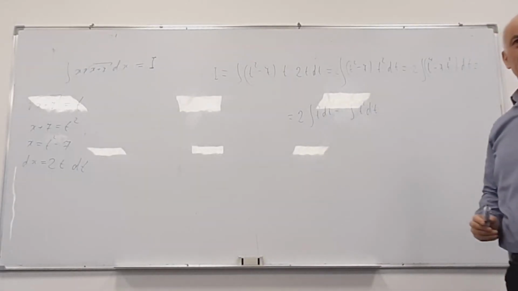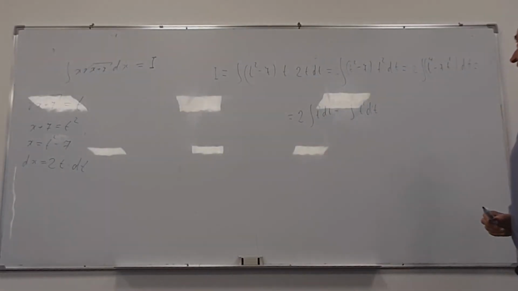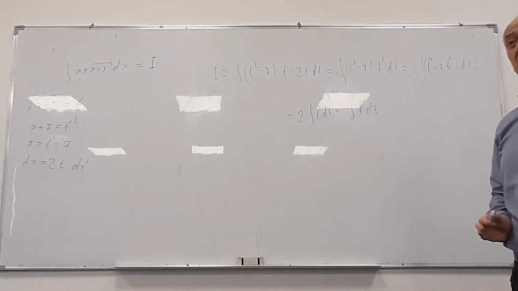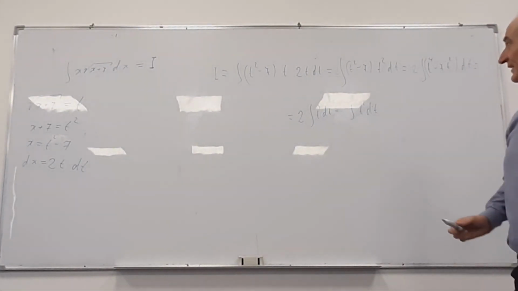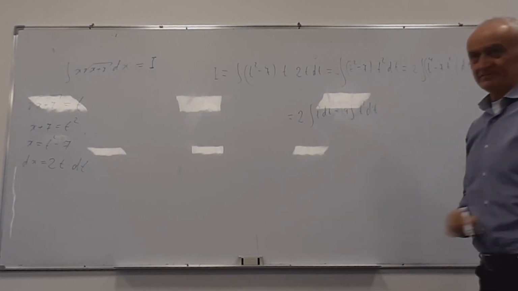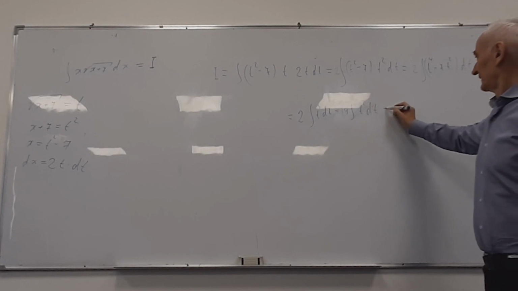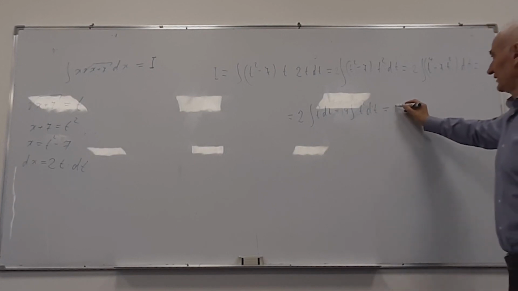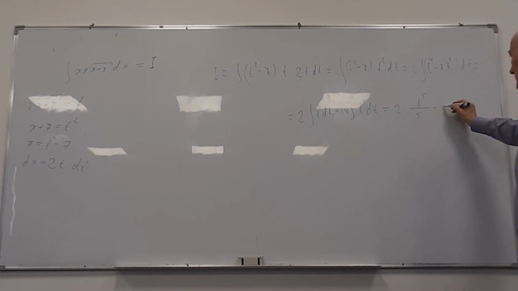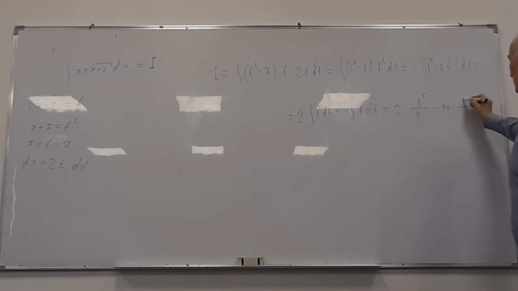And how about 7? 2 times 7, so it's 14. So it's equal 2 times t to power 5 over 5 minus 14 t to power 3 over 3 plus c.